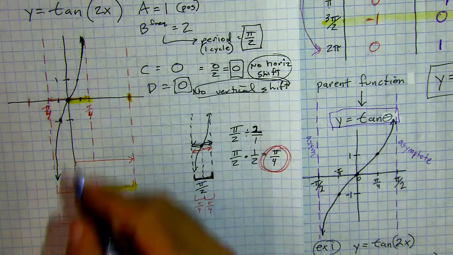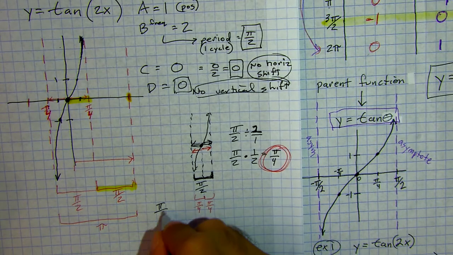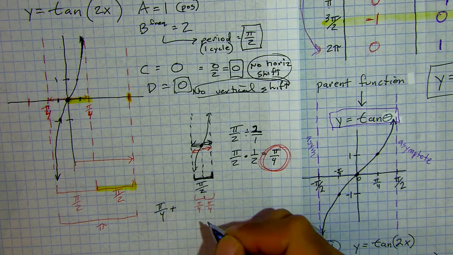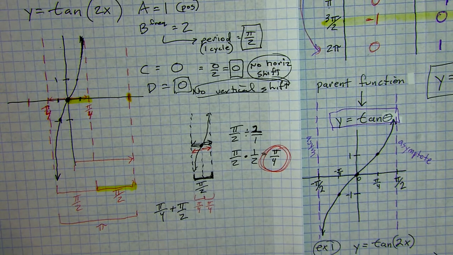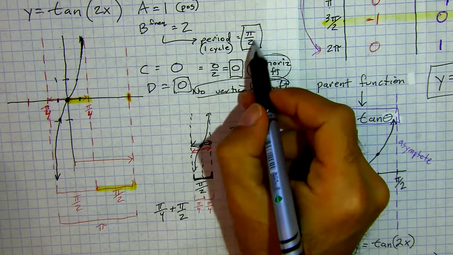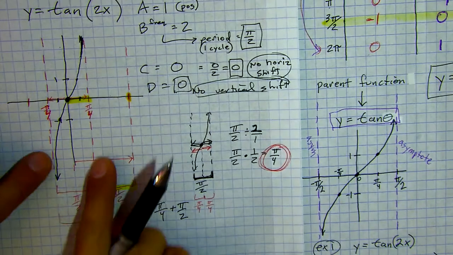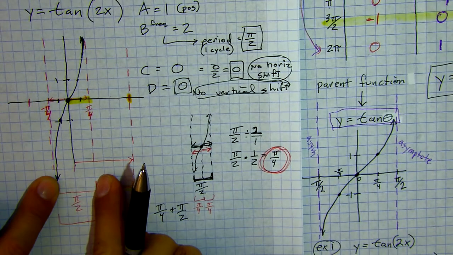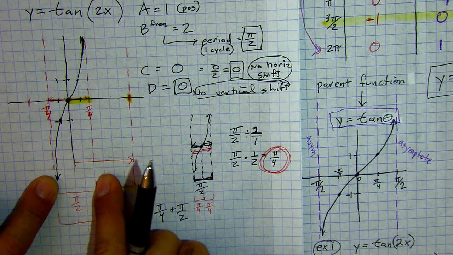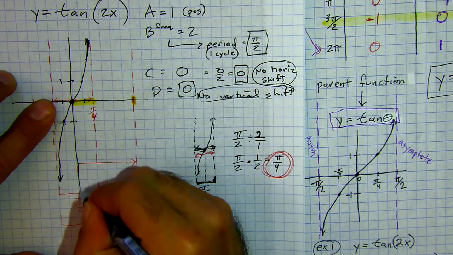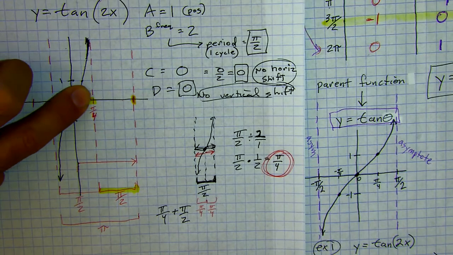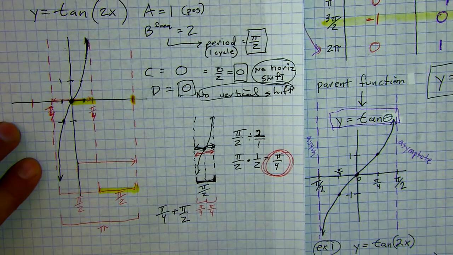So I'm going to take pi over 4, and I'm just finding my next asymptote by adding pi over 2 to it. Why? Because I know each cycle is pi over 2. This distance was pi over 2. So to find the next asymptote and have my next cycle, I have to go another pi over 2. So I go over from the y-axis, pi over 4, and then I have to go another pi over 2 and figure out what that's going to be.